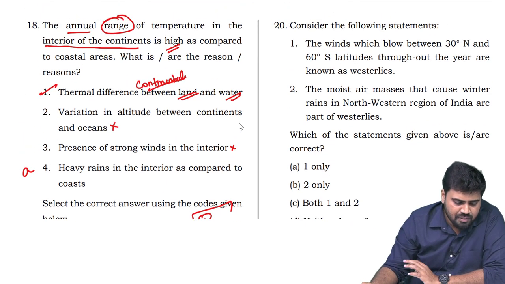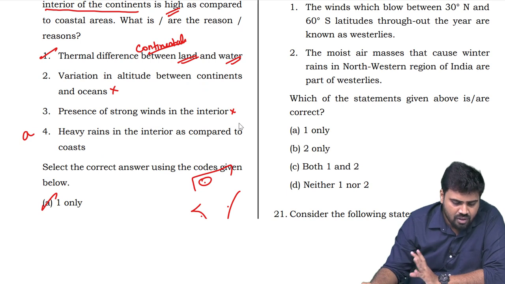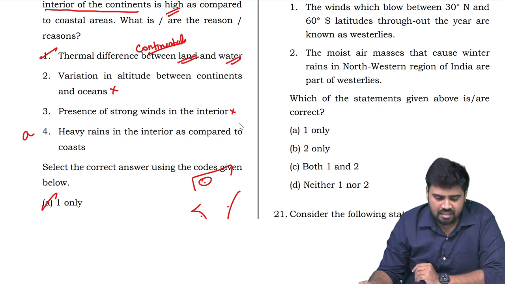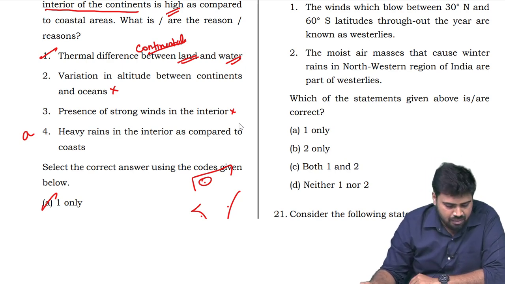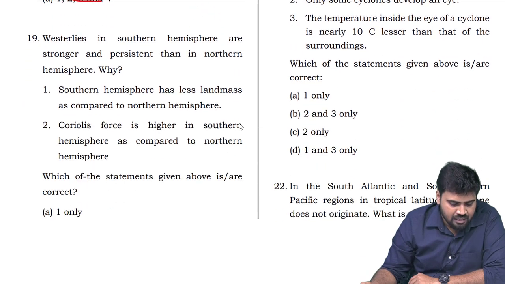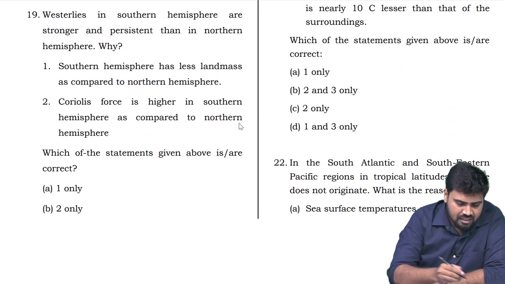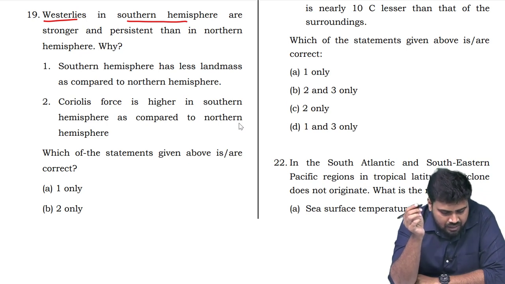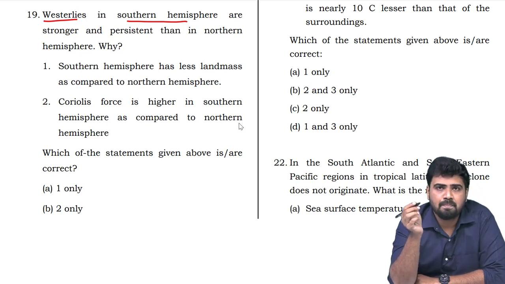So the annual range of temperature in the interior of a continent is high because of the thermal difference between land and water. We generally know this as the continentality character. Delhi can be the best example. So, 19: westerlies in the southern hemisphere are stronger and more persistent than in the northern hemisphere.